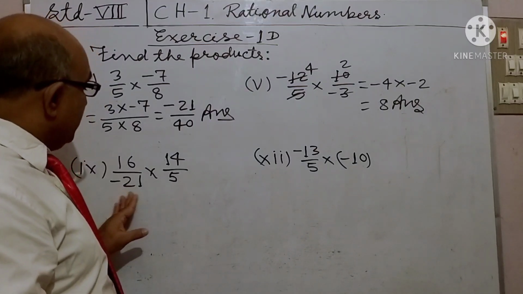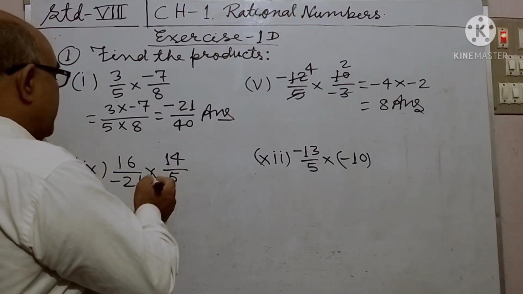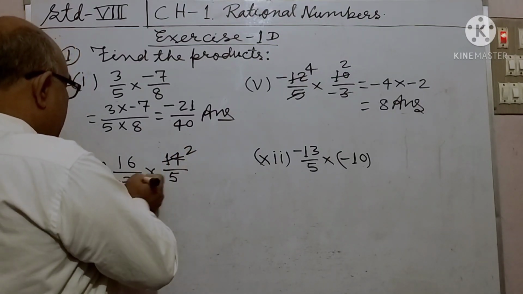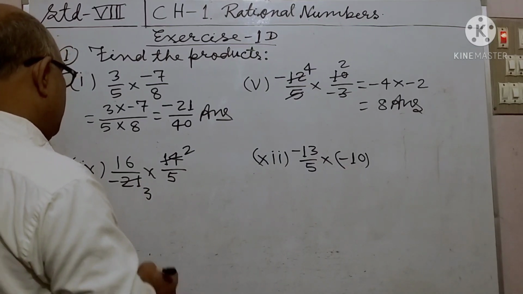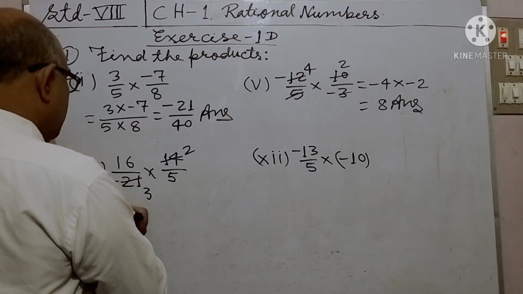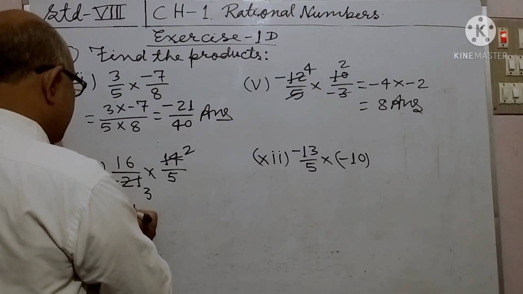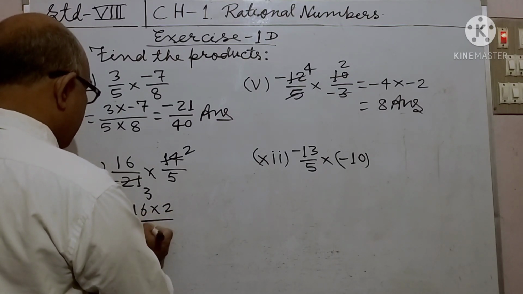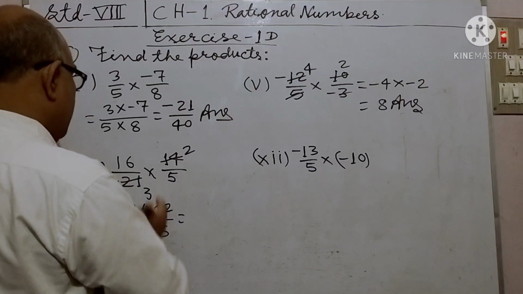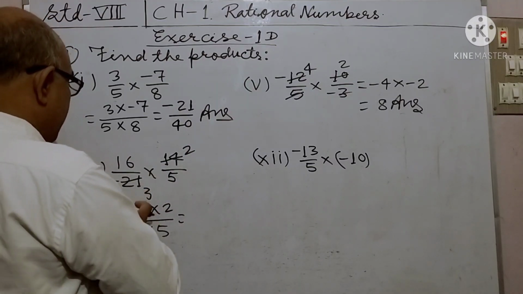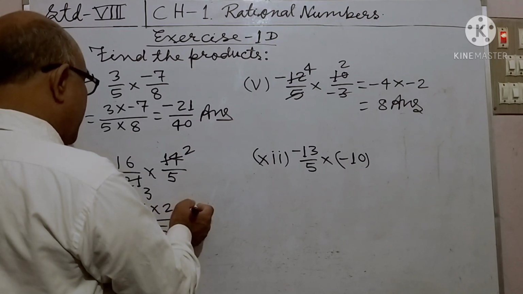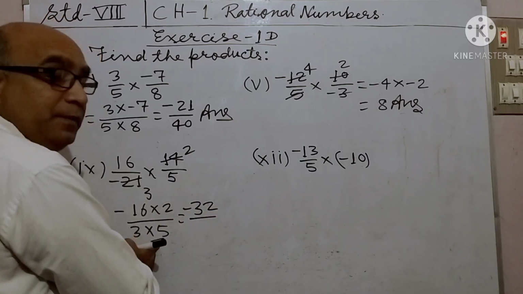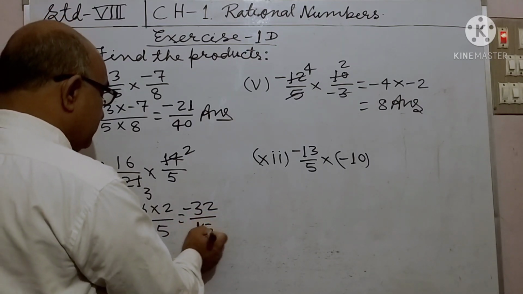Next question is 16 by minus 21 into 14 by 5. Students, cancel here 14. 7 twos are 14 and 7 threes are 21. Equal to minus 16 into 2 by 3 into 5. Minus into plus, minus. 16 twos are 32, minus 32 by 3 fives are 15. Answer.